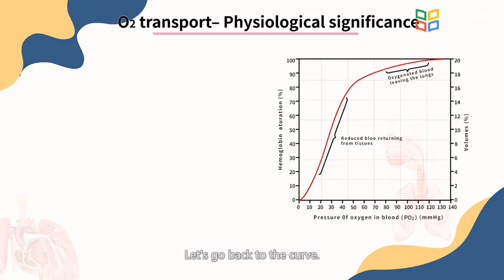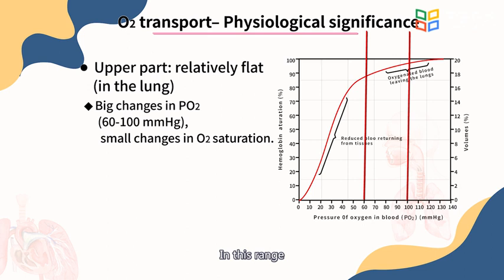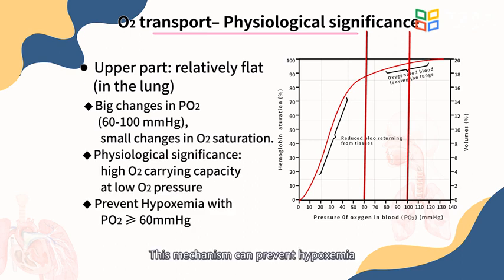Let's go back to the curve. The relatively flat upper part reflects the high O2 pressure in the lungs, promoting the bonding of O2 to hemoglobin. In this range, the O2 saturation changes relatively slightly with large fluctuation in O2 pressure from 60 to 100 mmHg. This mechanism can prevent hypoxemia as long as the pressure of O2 is greater than 60. This is particularly important in situations such as high altitude or diving, where O2 pressure is low.